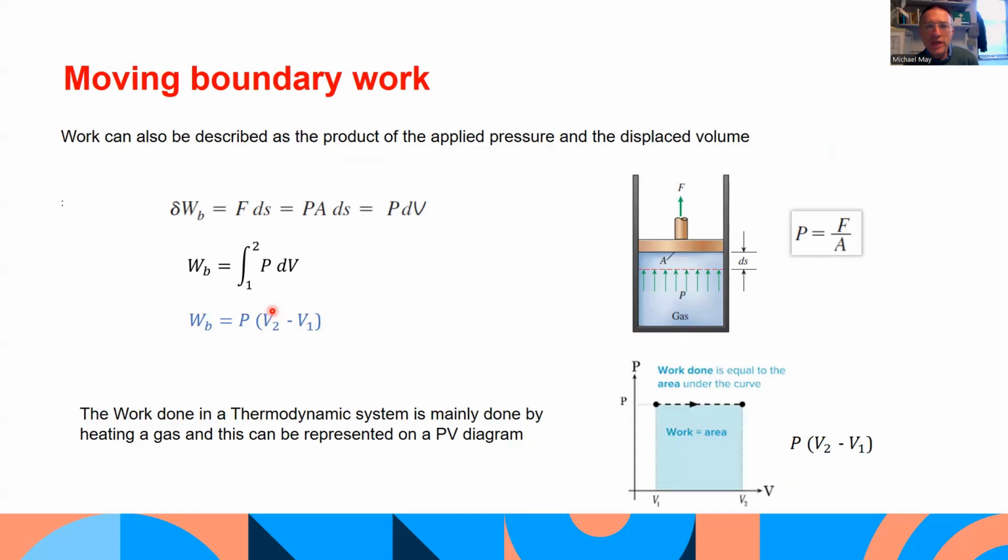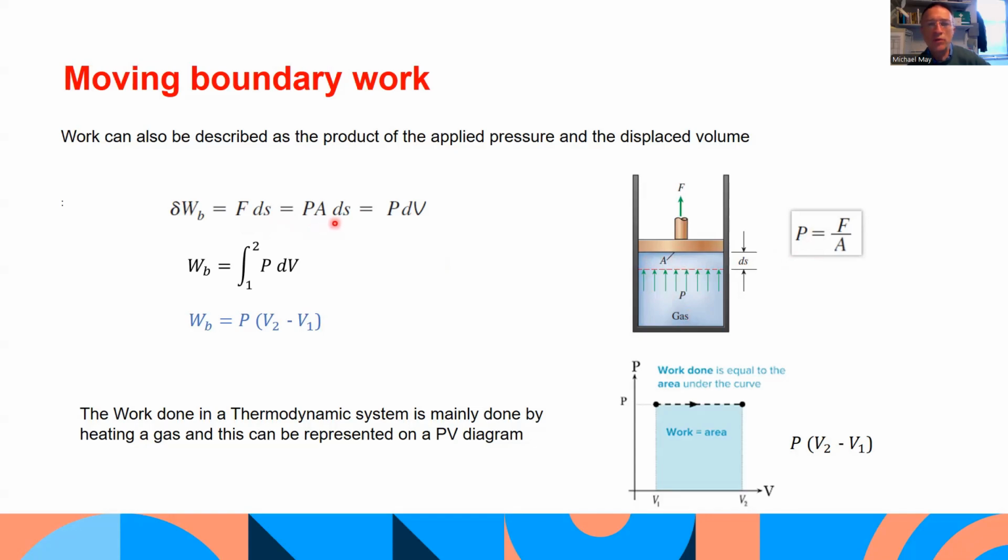So to calculate moving boundary work, the differential amount of work done when we heat a gas up and increase the pressure, and there's a force applied to the piston and it moves by a differential amount ds, is the force multiplied by that differential amount ds. Now we know there's a relationship between pressure, force, and area. So the pressure in the gas equals the force acting on the piston divided by the area of this piston here. So we can rearrange that to get force equals pressure times area. So we can replace force over here by pressure times area.